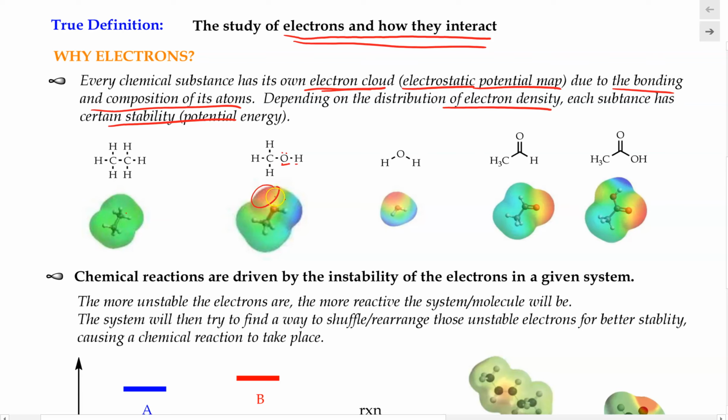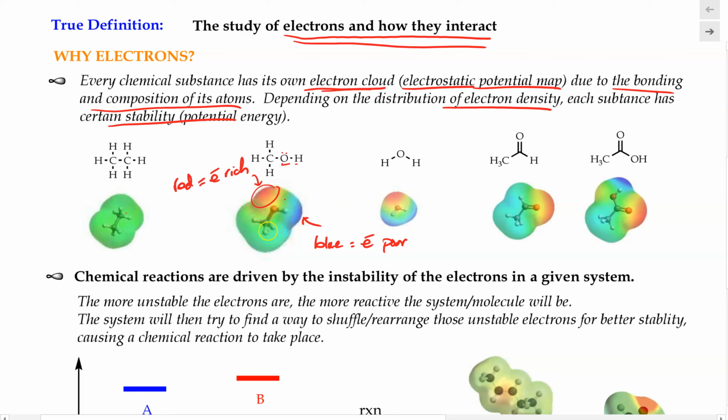And on this electrostatic potential map, any region that has the red color in it indicates that that region is rich in electrons. So if it's red, then it is rich in electrons. Versus if it's blue, then this region is poor in electrons. And overall, this is the electrostatic potential map of the substance.